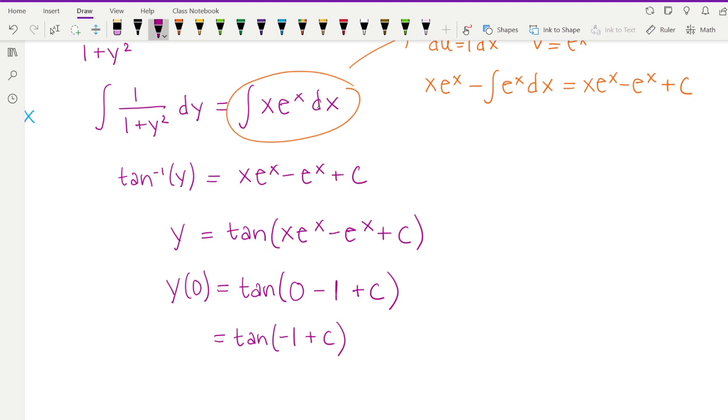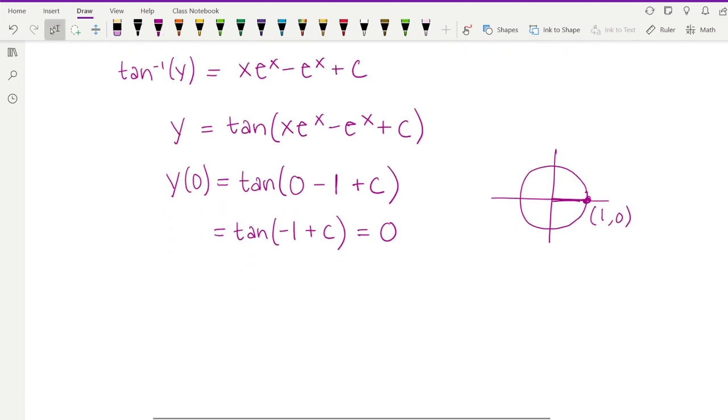And then we know that this is supposed to be equal to 0. So we need to figure out, what would be a value of c that would make this work. Well, what angle, when you take tangent of it, do you get 0? Well, one example of an angle that would work would be an angle of 0, right? If you go to an angle of 0, that would have coordinates of 1 and 0. So tangent of 0 is 0. And so that tells us that this input here should be 0.